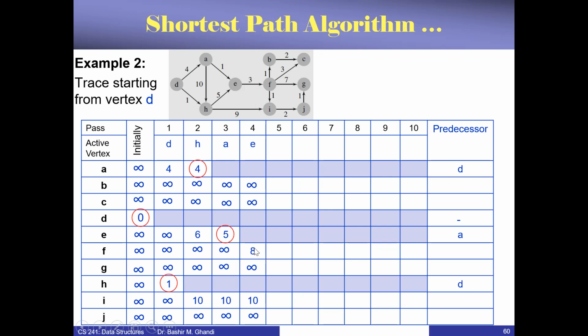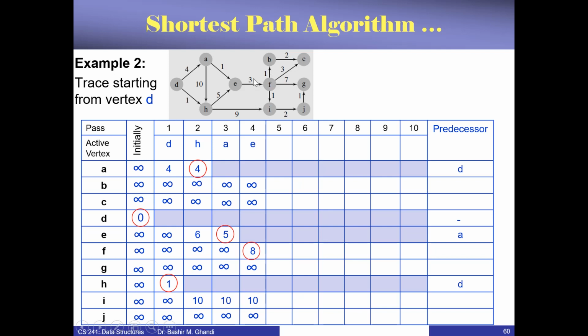So you see we put 8 here. The rest are infinity, 10, and 8. Repeat the process. Among these values, which is the smallest? 8 is the smallest. So finalize it. Nothing more to do on this row. The predecessor is E. Now position yourself at F as your next active vertex. So suppose we're at F. This time we can do many things.